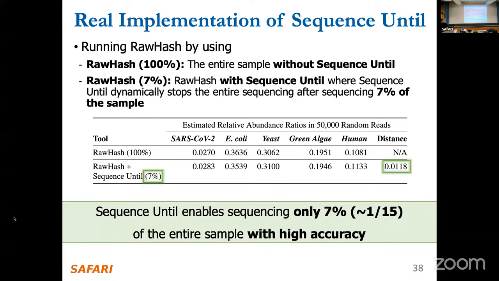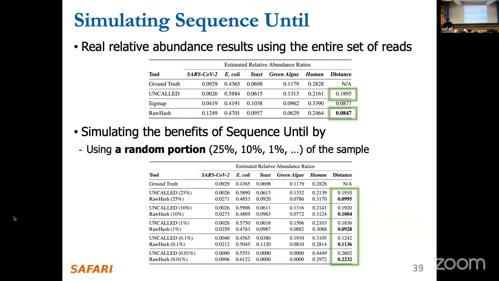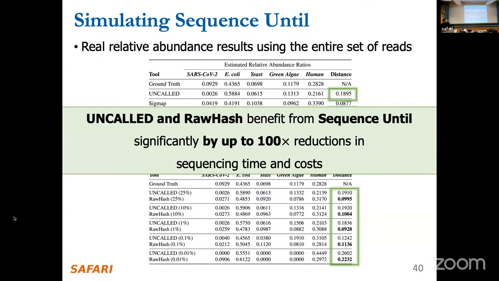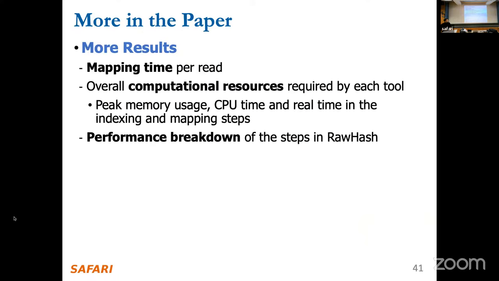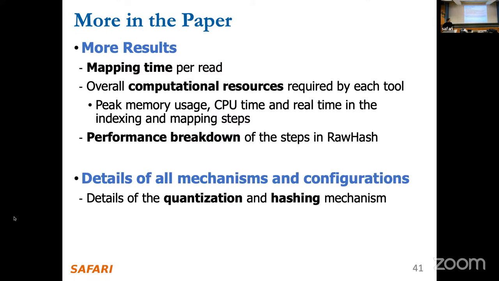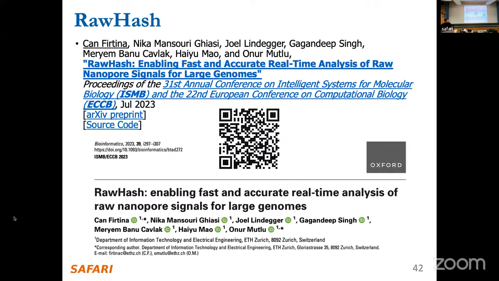So this means that we can sequence only 7%. This means that we can reduce the sequencing time and cost by almost 15x, but still provide very accurate results. And there are some simulated benefits of the sequence until for other tools. If you're interested, you can take a look at the paper. We also show more results in the paper, like performance breakdown and the mapping time per read, et cetera. Details of all other mechanisms such as quantization and the other configurations I couldn't find the time to describe today, so if you're interested, you can take a look at the paper.